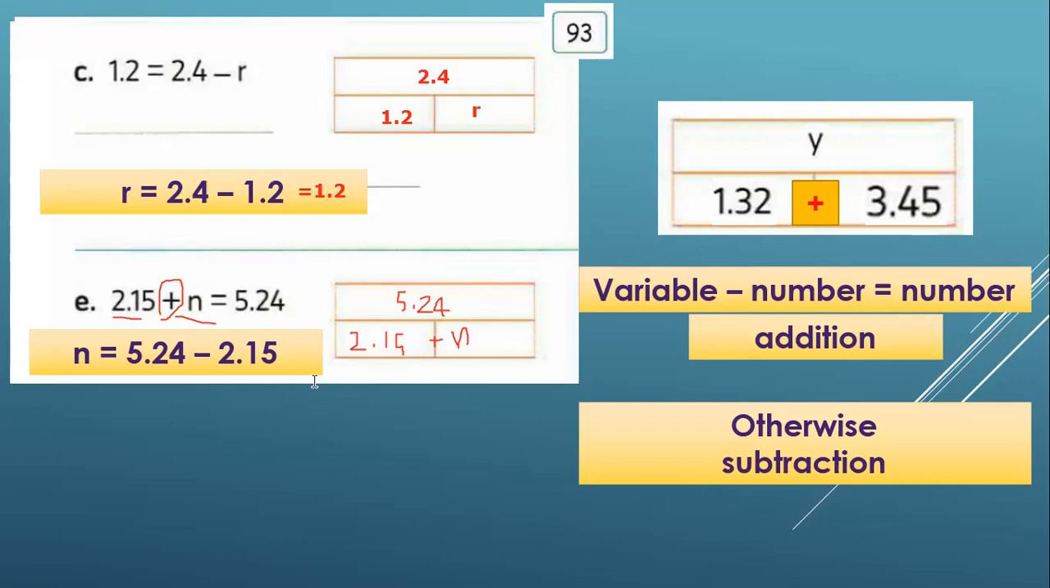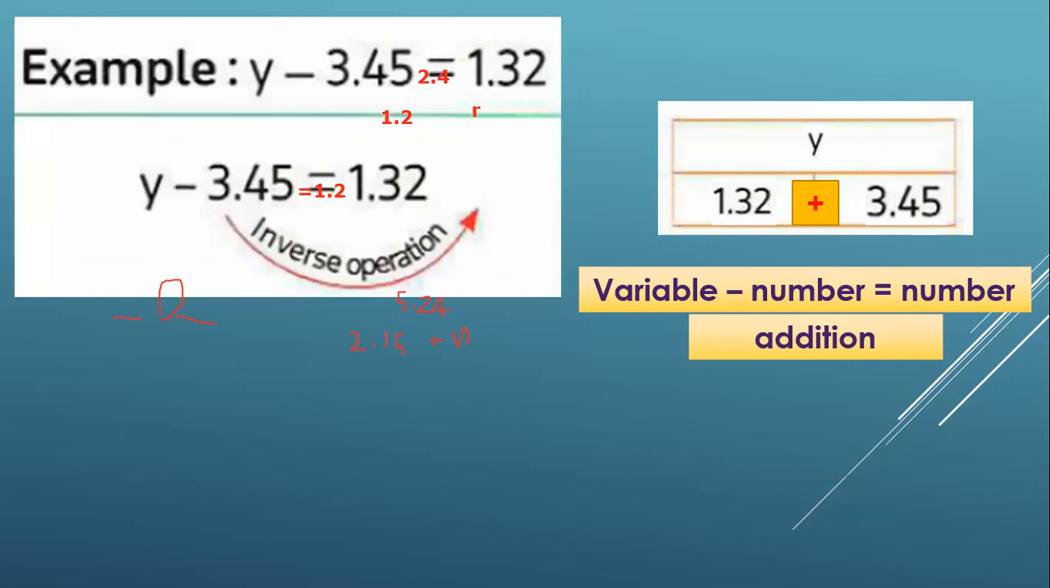When will you use addition to find the variable? Look at this example. Here, we will subtract, we will add, sorry. Why will we add? Because we have variable minus a number. When we find variable minus a number, we use addition, okay? These are the three cases we have. Let's see a different example.